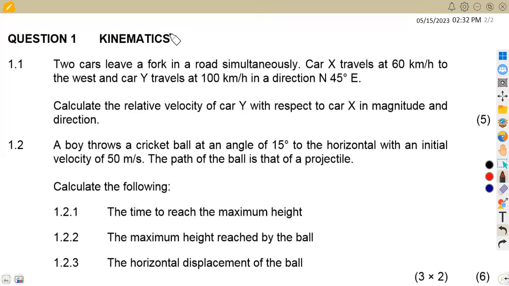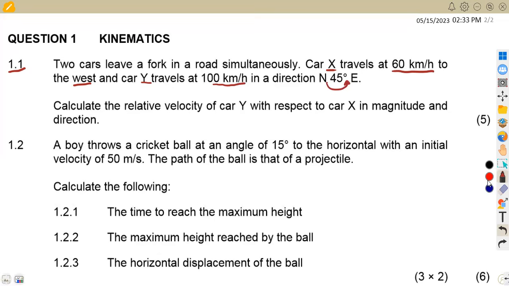Okay, let's see what we have on question number 1.1. Without wasting much of our time, we are given that two cars leave a fork in a road simultaneously. Car X travels at 60 kilometers per hour to the west, and car Y is traveling at 100 kilometers per hour in the direction of north 45 degrees to the east.